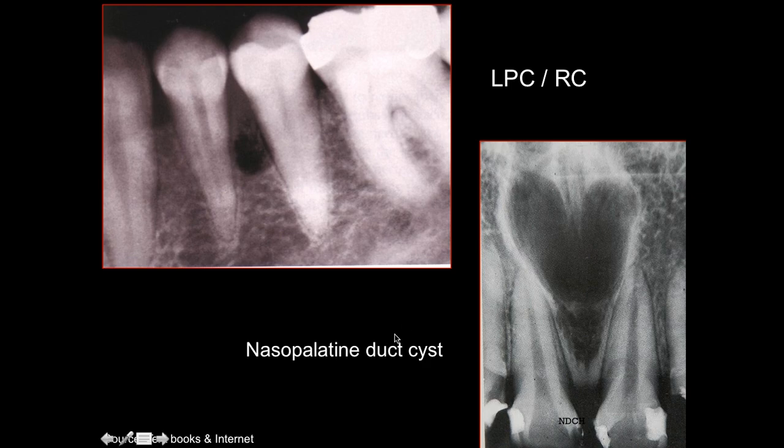A nasopalatine duct cyst has a classical radiographic picture, that is a heart-shaped radiolucency. It occurs between the two upper maxillary anteriors, and this heart shape is caused because of the impingement of the nasal spine.